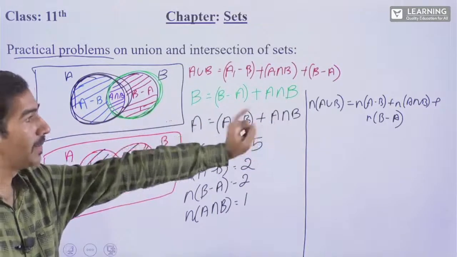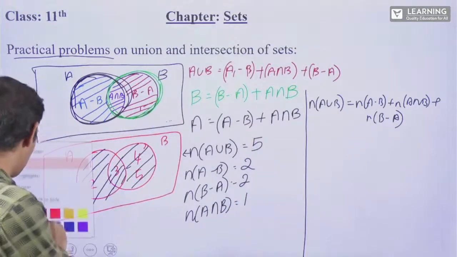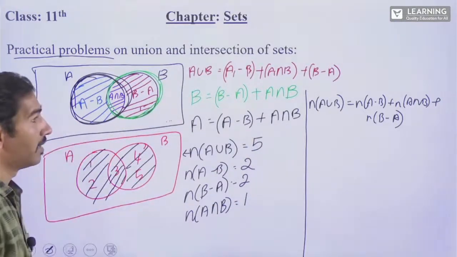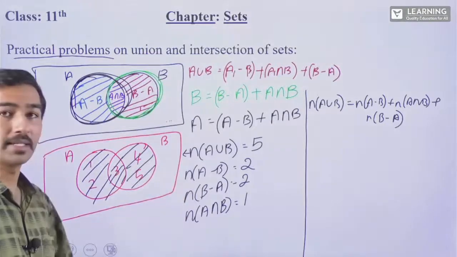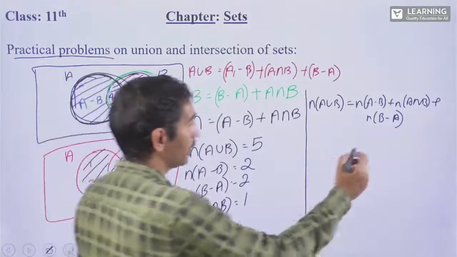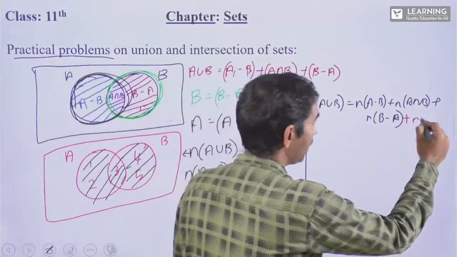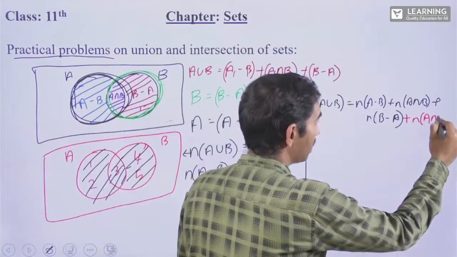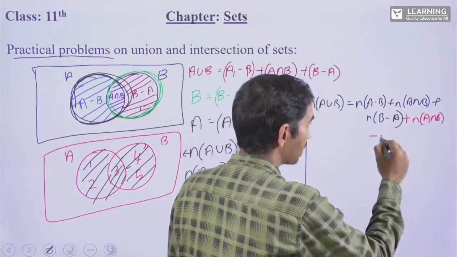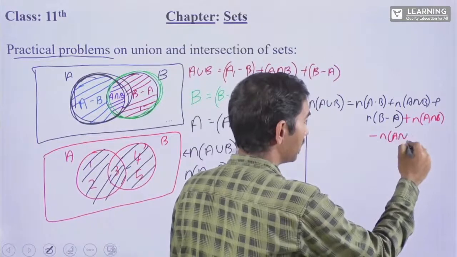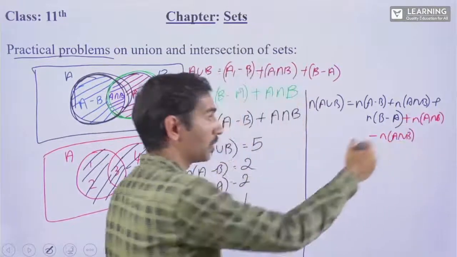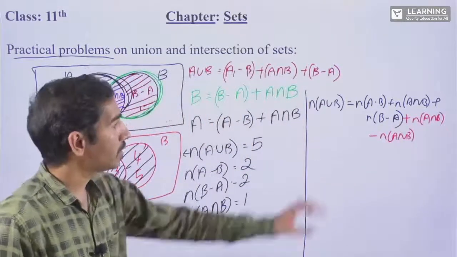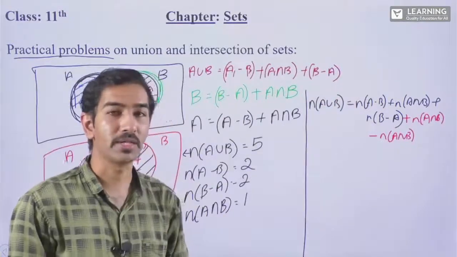On the right hand side, we'll be doing a very small operation. And what is that operation? We'll be adding and subtracting A intersection B. I'll tell you why. So here we'll write plus n of A intersection B minus n of A intersection B. So you can cancel them both, plus and minus. So when you cancel, you'll be remaining only with the black color, which is also correct.